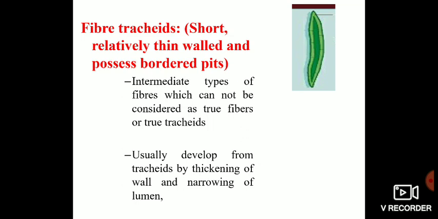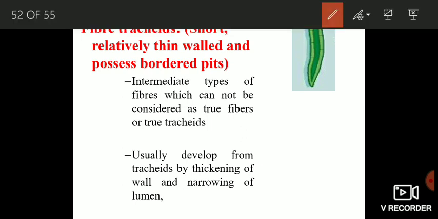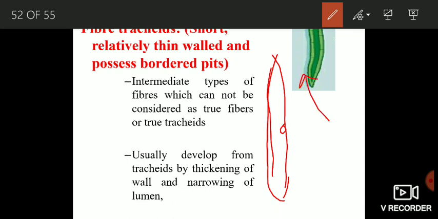Okay, actually the fibers, their main characteristic feature is they are thick walled. They are excessively thick walled and they possess simple pits. But here you see these cells, they possess the bordered pits, which is the characteristic feature of tracheids. That is why they are considered as intermediate types of fibers, which cannot be considered as true fibers or true tracheids. And these cells usually develop from tracheids by thickening of their wall and narrowing of their lumen.